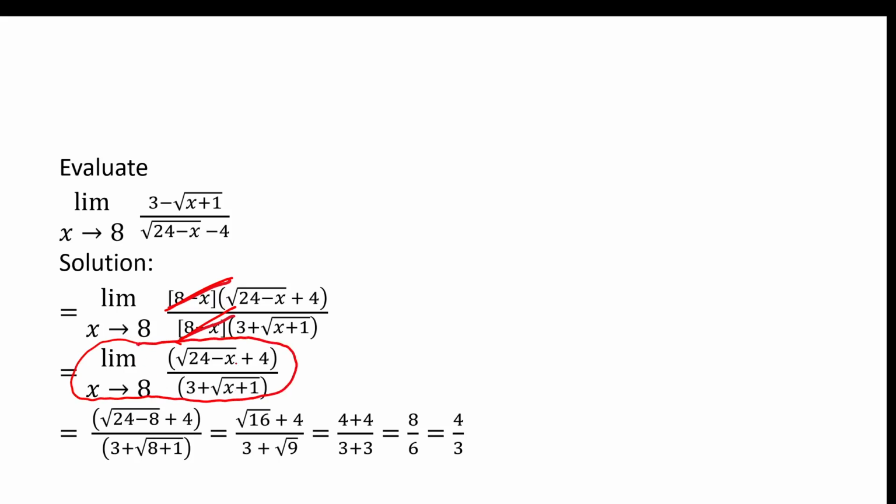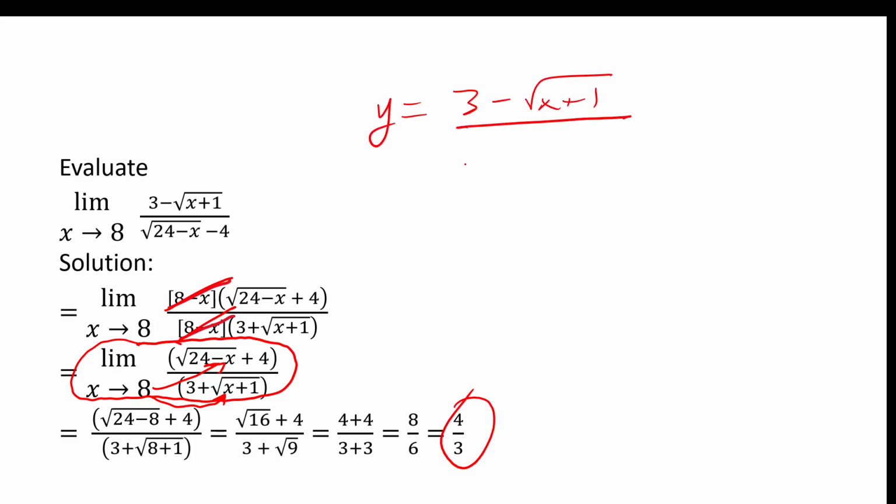But now we're in a position where we can actually push that 8 in and sub it in for x, and we won't get an undefined value. And so what ends up happening is we get the answer of 4/3. Ultimately, what has happened here is if we were to try and graph y equals 3 minus root x plus 1 over 24 minus x minus 4, what we would end up with is a hole at (8, 4/3).